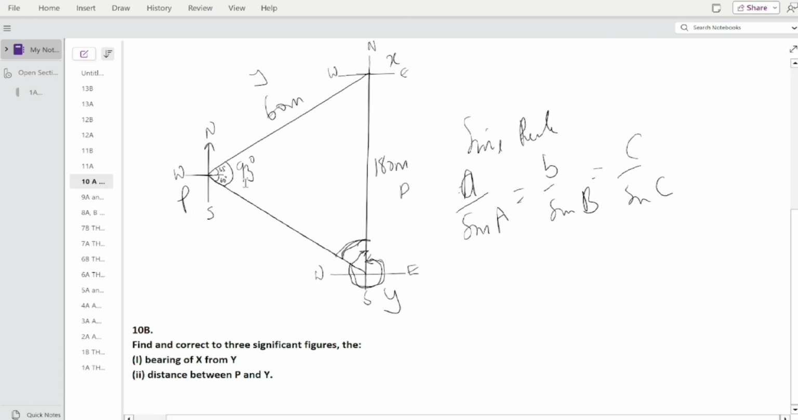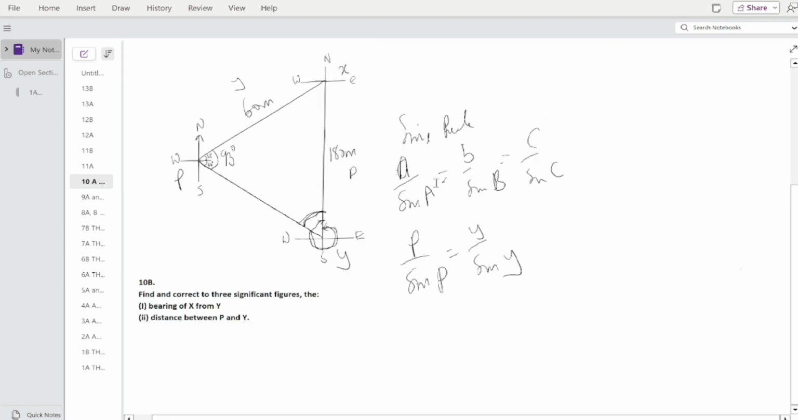Since we have our big P that represents the angle and the small p as the side, the distance, we can say small p over sine big P equals small y over sine big Y, where we're looking for the angle Y. We know our p is 180 meters, so we write 180 over sine of our angle P, the angle opposite the line p, which is 93 degrees, equals our small y, which is 60 meters, right?